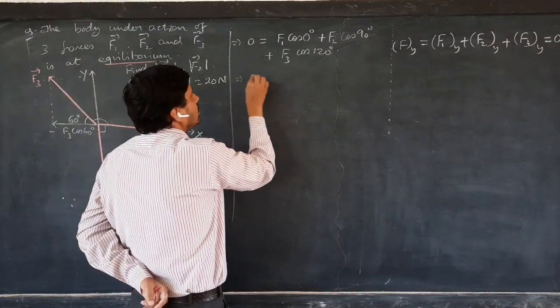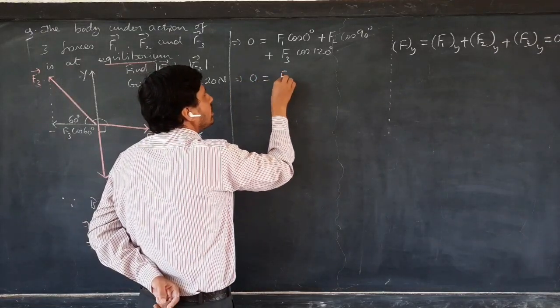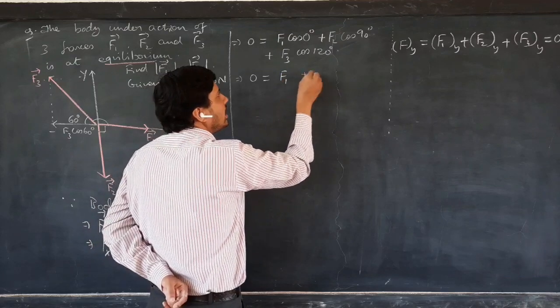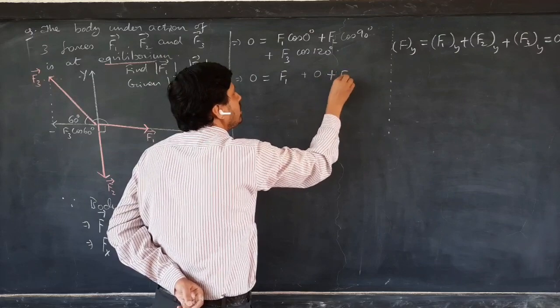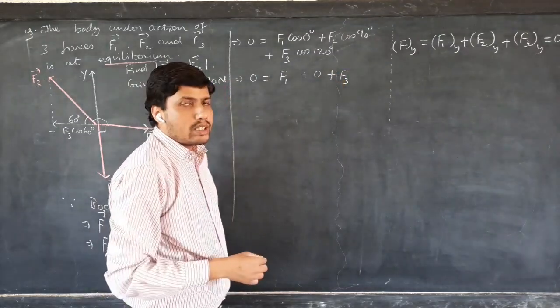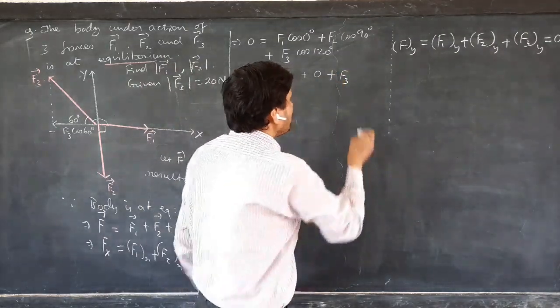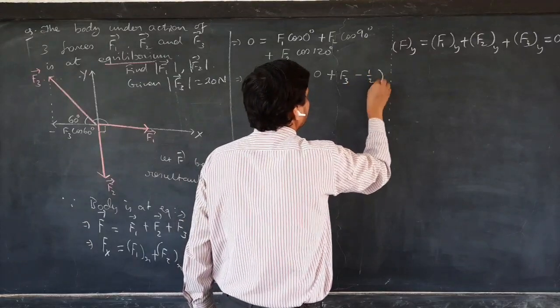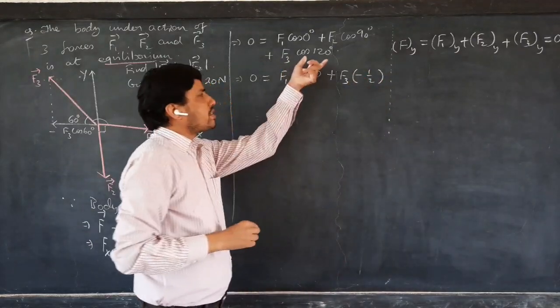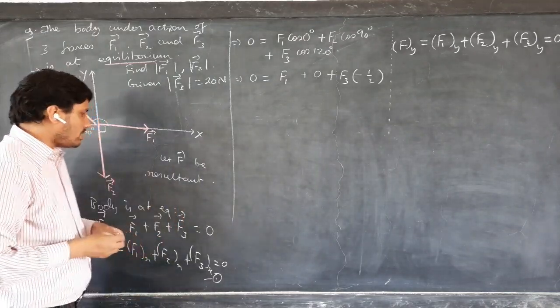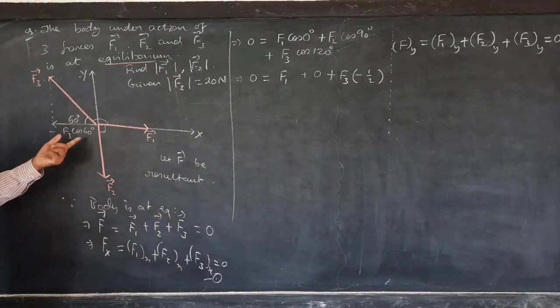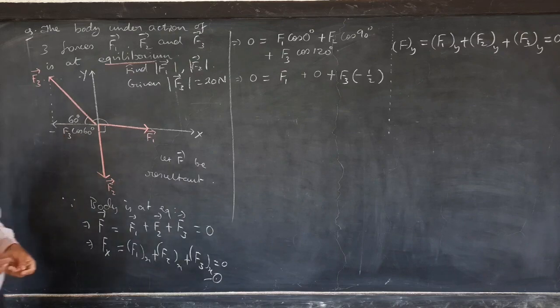Let's solve this. 0 is equal to F1 we have to find. Cos 0 is 1. Cos 90 is 0, so this becomes 0. And then F3 times cos 120 degree. Now cos 120 degree will be minus half. It is cos 90 plus 30. Cos 90 plus 30 will become a minus sin 30. That will become minus half. And if you see this, here also you will get the same answer.